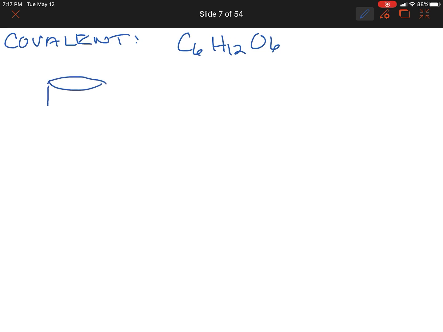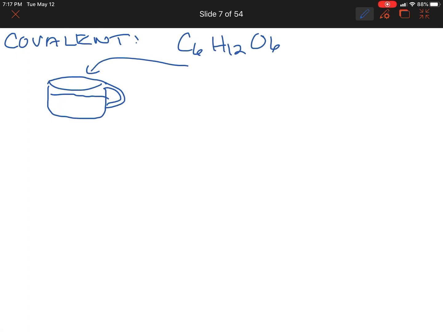Now we're going to take a look at covalent. Okay, so for a covalent molecule, let's look at sugar, C6H12O6. Now, if you put sugar inside your, let's have a little mug, if you put sugar inside your teacup into your hot water, what's going to happen? Again, it's going to dissolve, right? You're not going to see the granules of sugar there. So what's going to happen then?